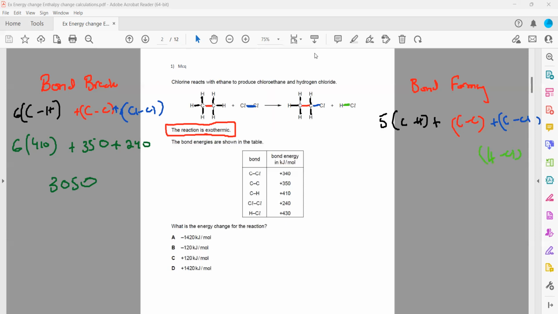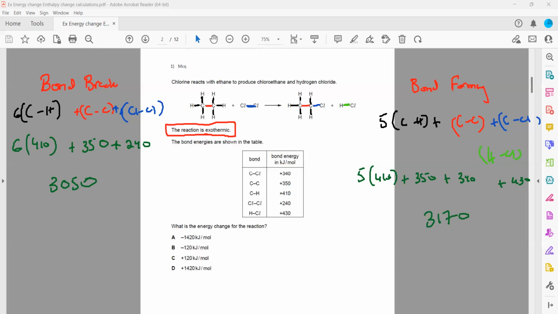We'll substitute the values. So it will be 5 times C-H, which is 410, so 5 into 410, plus carbon-carbon is 350, plus carbon-chlorine is 340, plus hydrogen chloride is 430. So when we substitute, what's the answer? 3170. That's the bond forming energy.